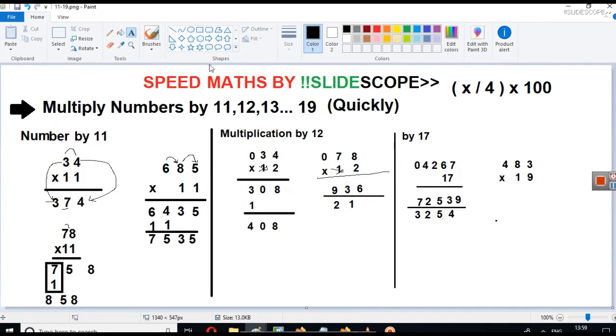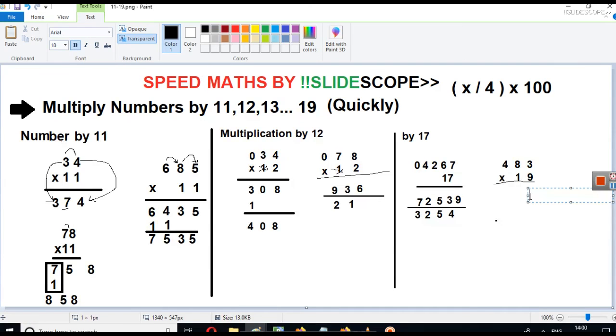So first I will draw a line here so that we can separate it. So first we have to do 9 into 3. 9 into 3 is 27 and you have to carry 2 here. Then 8 into 9 is 72. 72 plus 3 is 75 and 75 plus 2 is 77. So 7 will be here and 7 will be your carry.